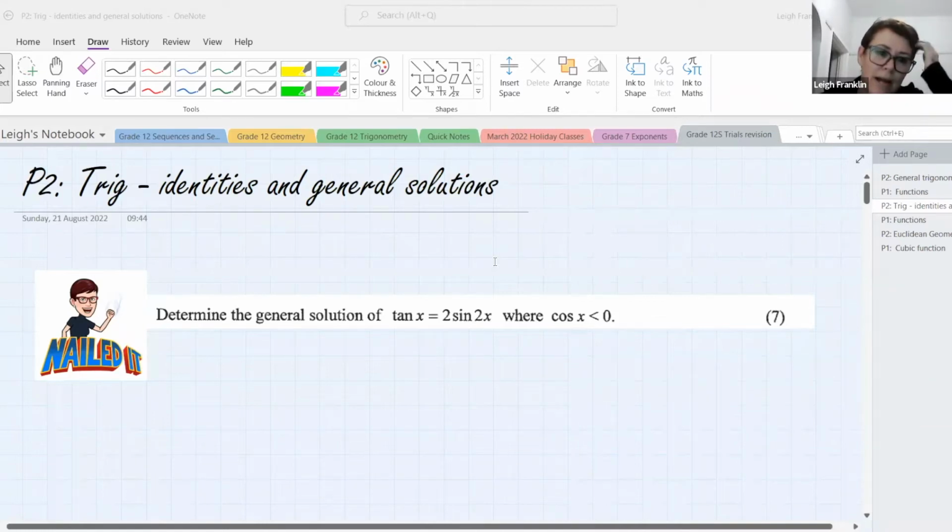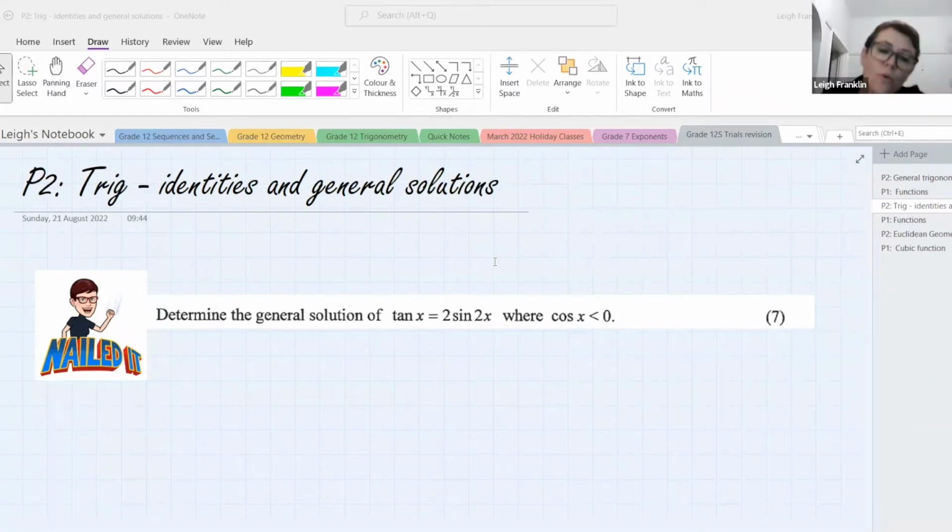Let's just talk about identities and general solutions, because you're always going to be given one of each. The first thing that we're going to talk about tonight is the general solution of tan x equals 2 sine 2x, where cos x is negative.